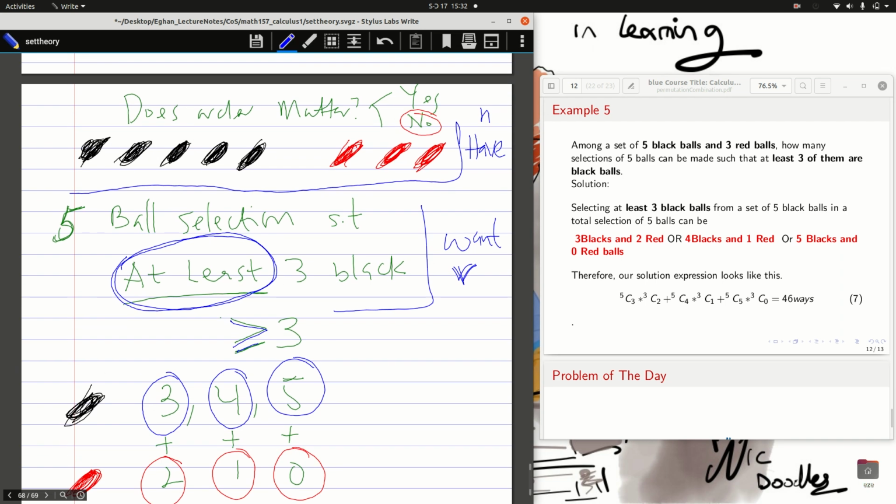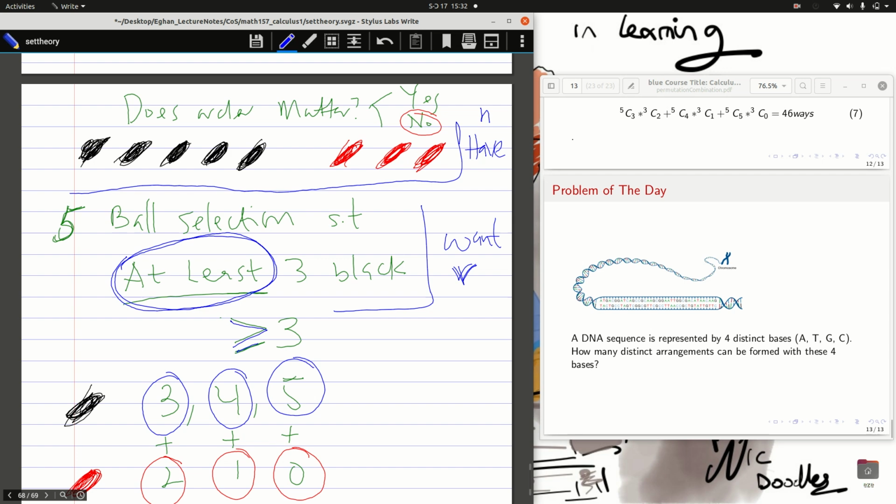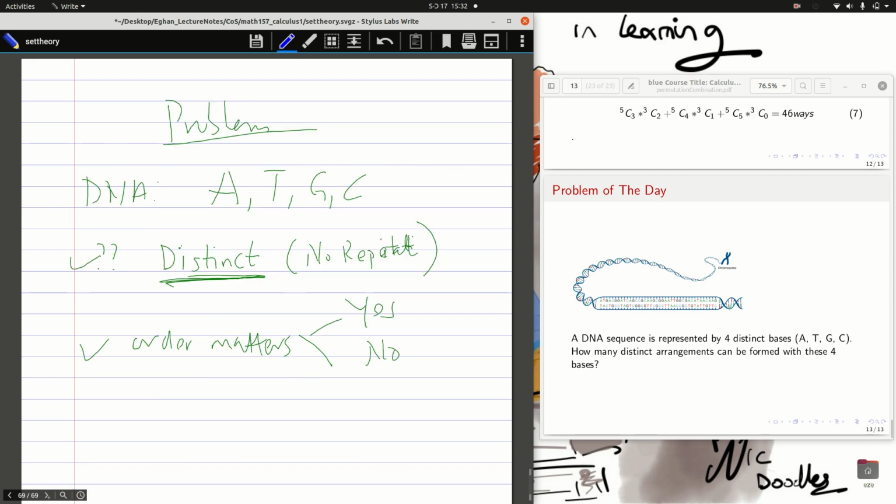Okay, now to the problem of the day. We have sequencing of DNA. Everybody has a DNA, and they're represented by some characters. If you don't know, you will want to read more about DNA sequencing. It says this DNA has distinct bases of 4 characters: A, T, G, and C. There's a keyword here, distinct. It means there's no repetition.